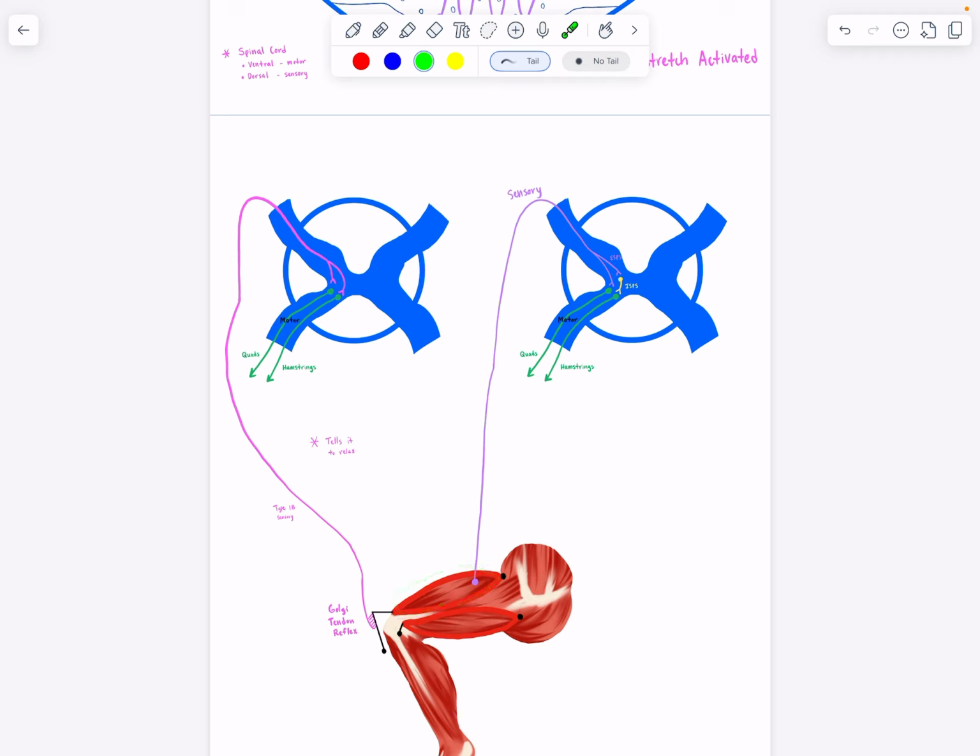So if we're stretching that a lot and the tendon is under a lot of force, then the Golgi tendon reflex will tell it to relax, so that the tendon does not break, if that makes sense. And it'll activate the hamstrings, causing those to contract, which is, again, the opposite of the quads relaxing. And again, the whole purpose is when that tendon is under a lot of stress.